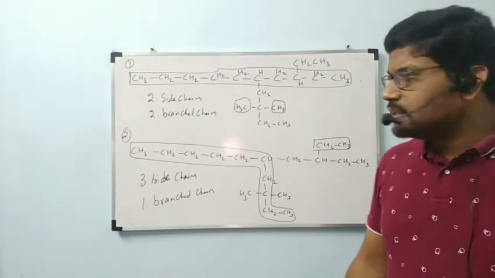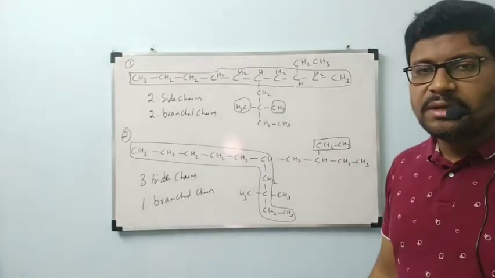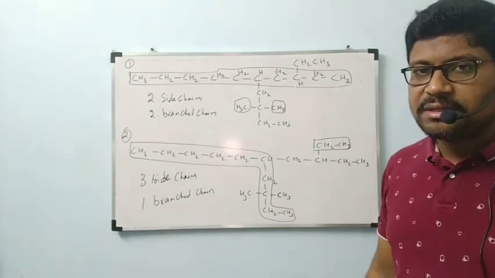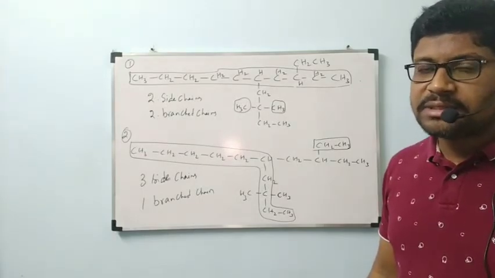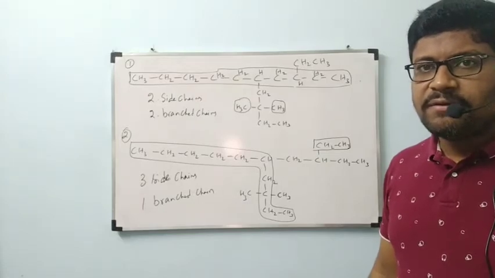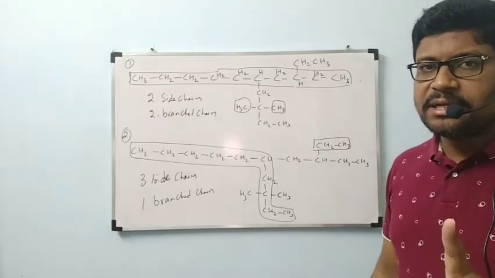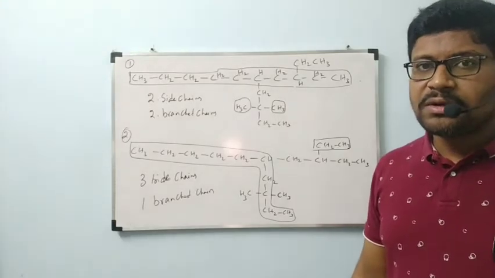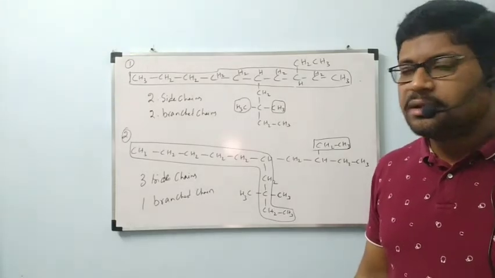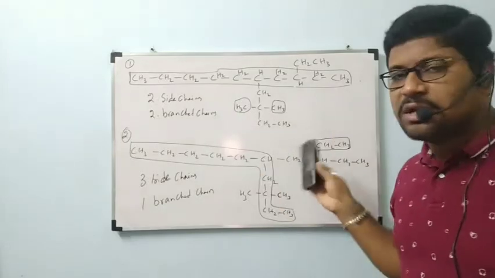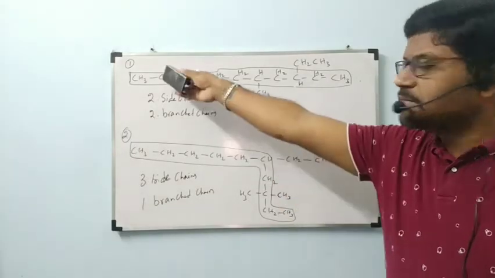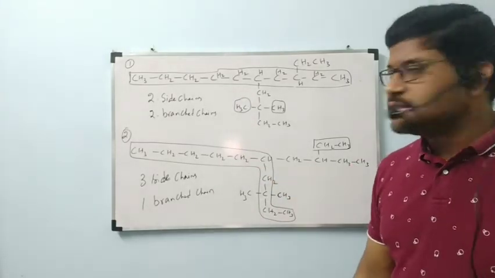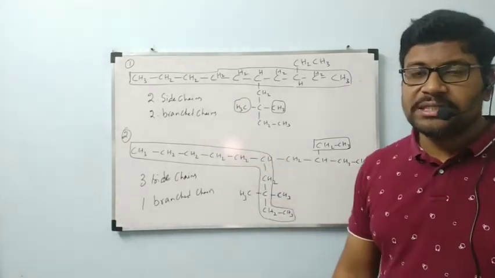But the problem here in this molecule is we are getting two parent chains with 10 carbons, and both are not getting the same names. That's why we need to choose one parent chain and, according to it, give the name of the compound. That one we are going to do now. For that I have written this same molecule two times. This is possibility 1, this is possibility 2. Possibility 1 contains two side chains and two branched chains.